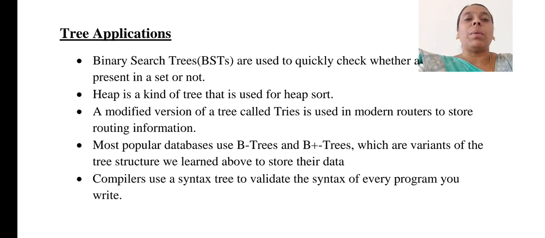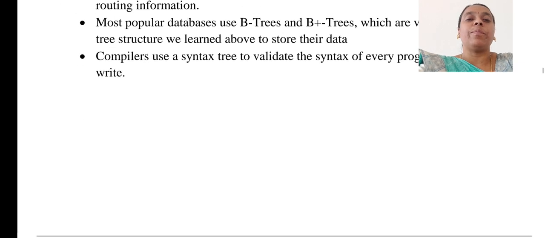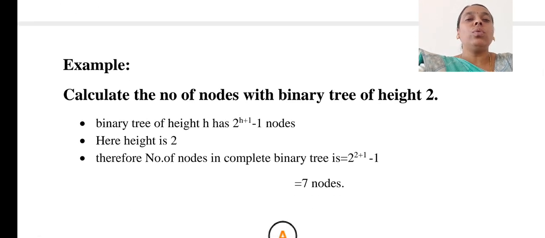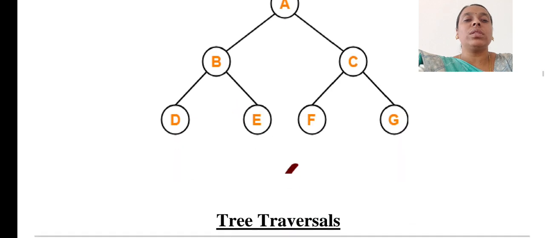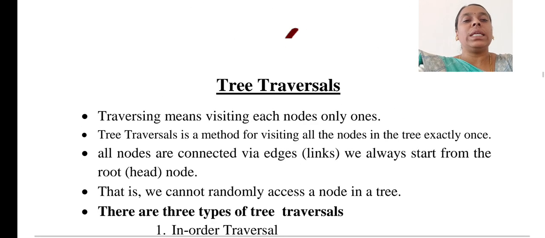These are some applications of trees. The next one is how to calculate the number of nodes in a binary tree of height 2. We use a formula: 2 to the power h plus 1, minus 1. Here the height is 2, therefore the number of nodes in a complete binary tree is 2 to the power 2 plus 1, minus 1, so 7 nodes. To draw the 7 nodes, all the leaf nodes are at the same level.